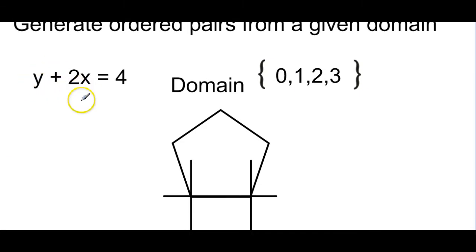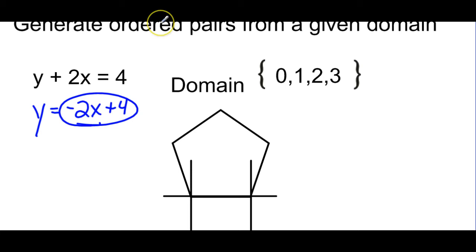The first thing I have to do is set the equation up as a function of y. That means get the y by itself. So in this case right here, we would subtract 2x from both sides and get y is equal to negative 2x plus 4. That is our rule. That's the rule right there, and that is what goes inside the machine.